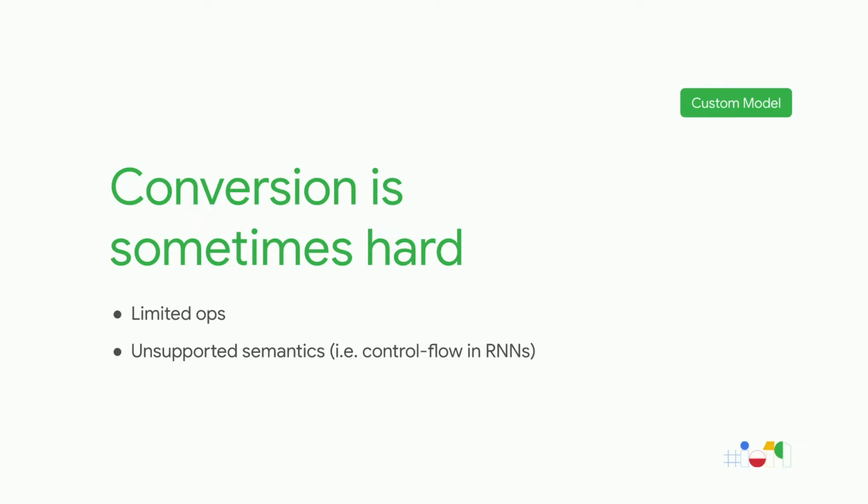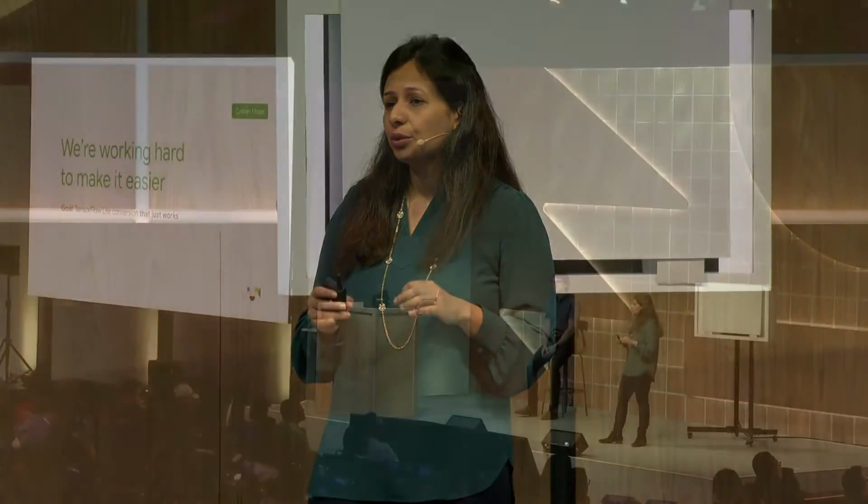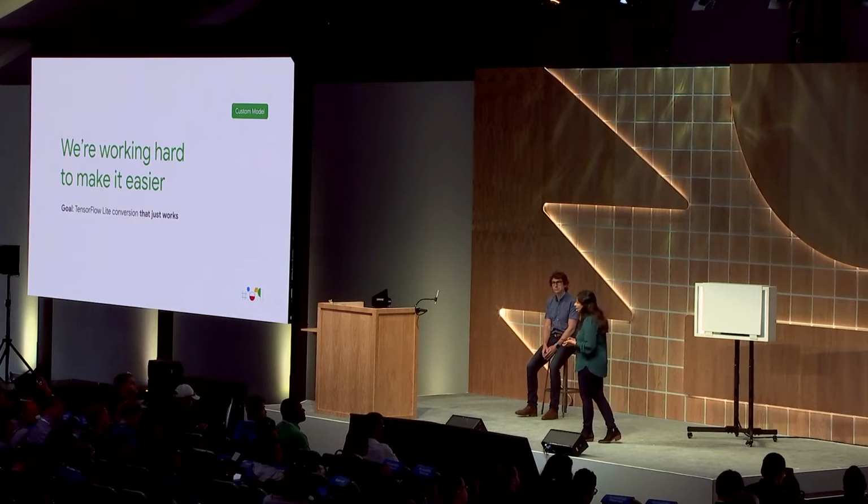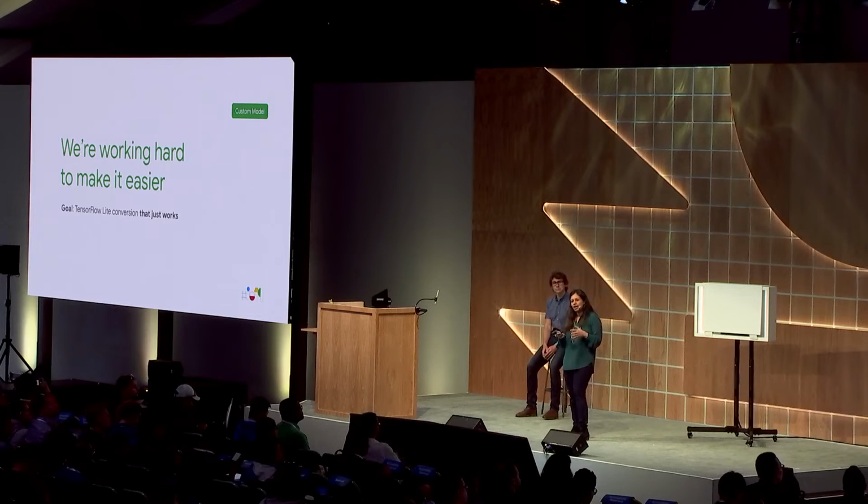Speaking of conversion, we've heard feedback from our users that TensorFlow Lite conversion is sometimes hard. Developers sometimes run into issues that the ops that their models are using are not supported with TensorFlow Lite. Or they might be using semantics, which we don't support yet. For example, control flows. Rest assured that we've heard this feedback, and we are actively working to improve it. We are building a brand new converter. This converter is based on MLIR, which is Google's latest compiler infrastructure. And our new converter will be a lot more extensible and easy to use and debug.